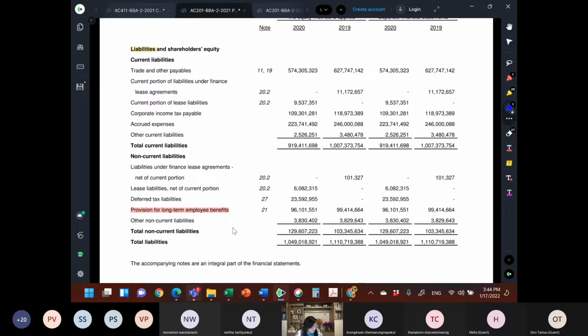So any questions here? If the employee is like 59 and gets retired soon, will it be the current liabilities? Usually it would be part of this non-current, right? Non-current, okay? But I haven't seen a company separate this out and classify it as part of the current liabilities. I'm not sure about the practice, but I haven't seen one. So mostly, this would be grouped together and called provision.